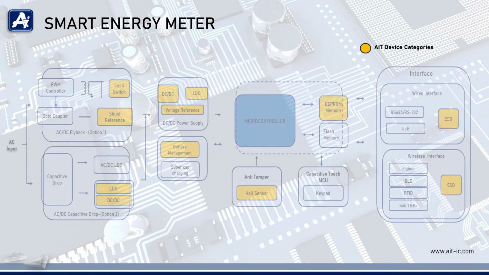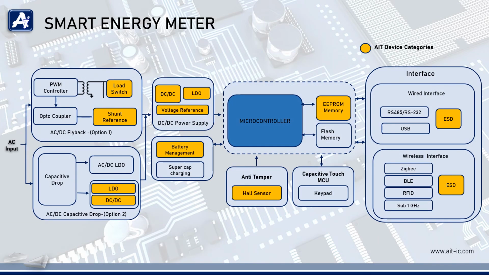Here is the complete application block diagram for a broad reference. Yellow highlighted are all categories served by AiT.